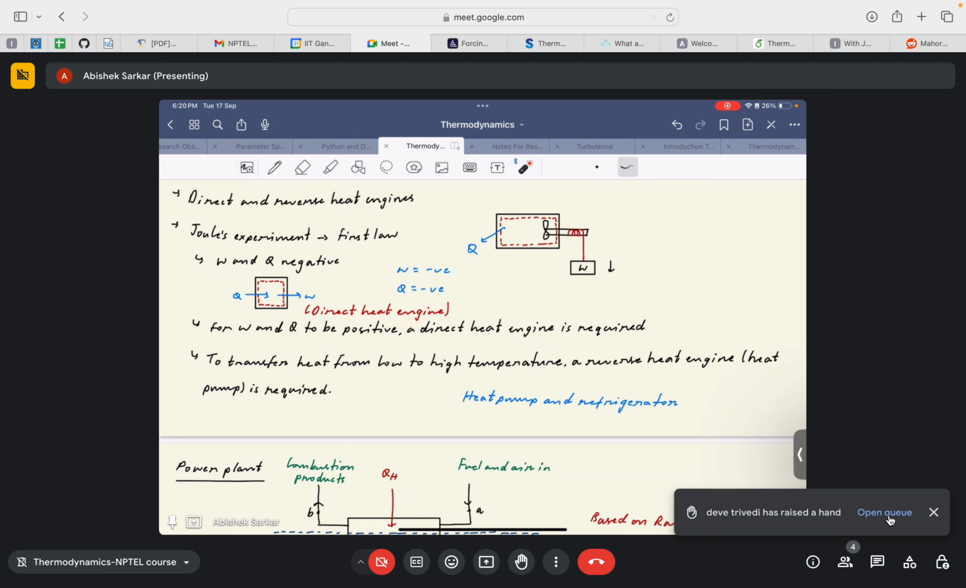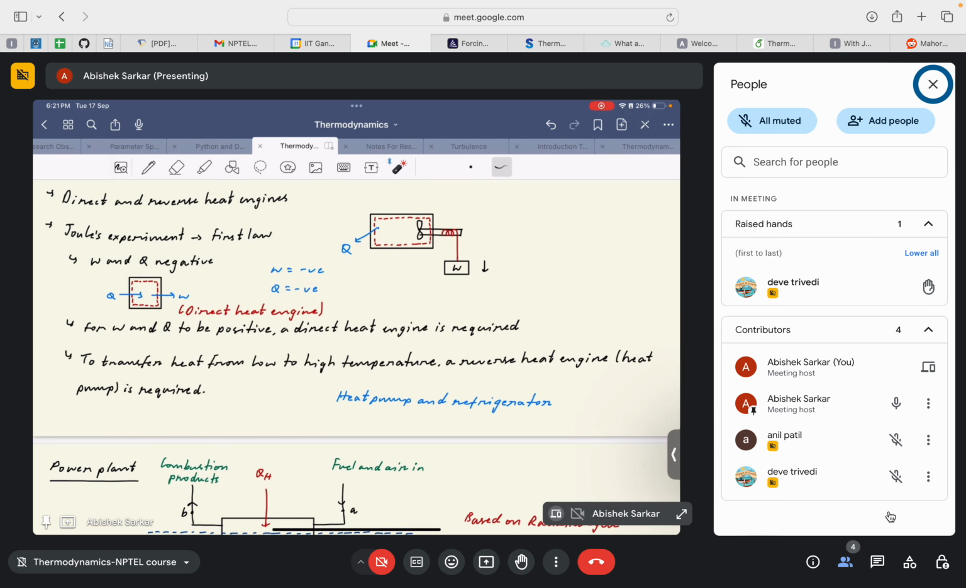Now we get introduced to a direct heat engine, in the case where the heat transfer is positive as well as the work interaction is positive. That basically means that we transfer heat to the system, which is why the sign convention is positive, and the system then, after absorbing this heat from a thermal reservoir or some external source, does some work. Systems which do work after absorbing heat from the external surroundings are known as direct heat engines.